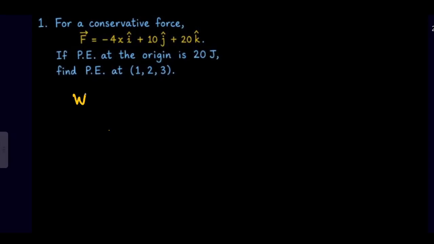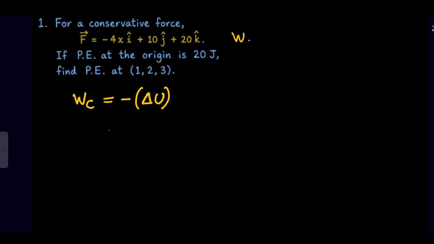What is the relation between the conservative force, work done and potential energy? The work done by the conservative force is equal to minus of delta U. So we should find the work done first. They have given the force, so first we'll find the work done.